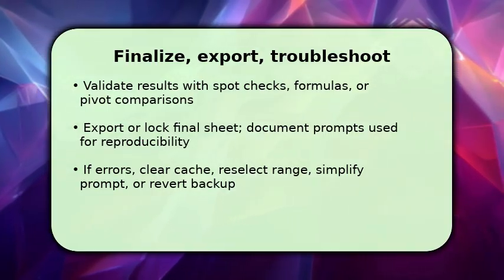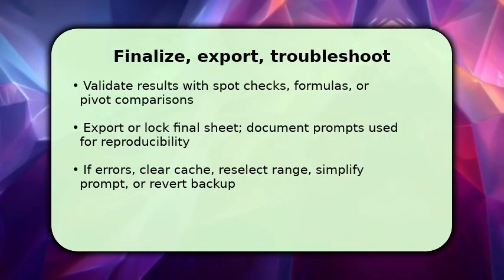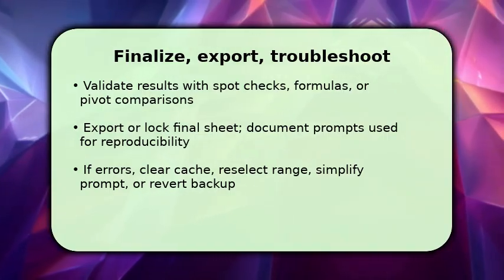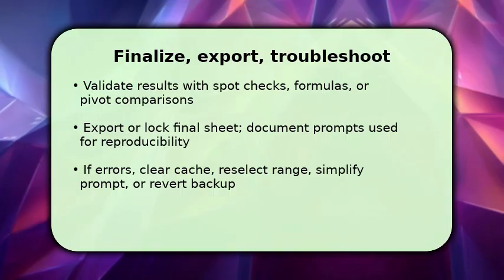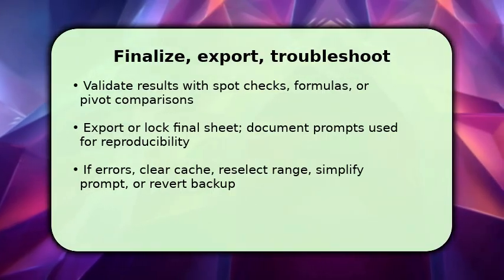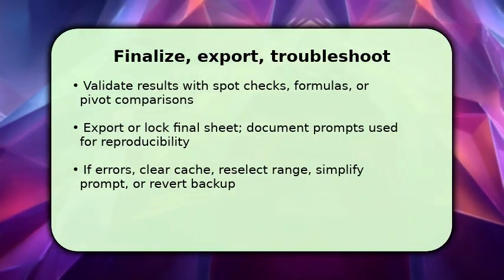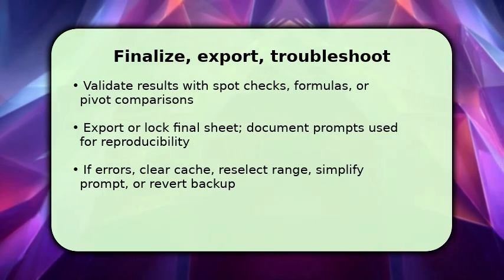If something goes wrong, first revert to your backup, then clear Excel cache, reselect the data range, and simplify the prompt to isolate the issue. If errors persist, check for inconsistent data types or hidden rows and repeat the AI step.